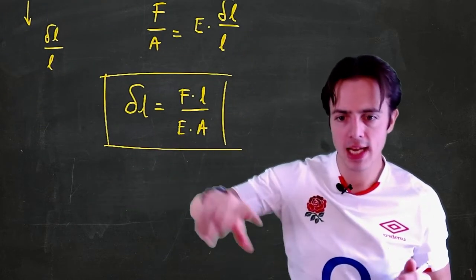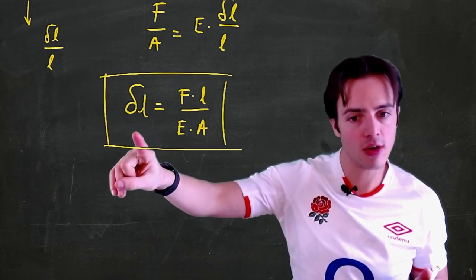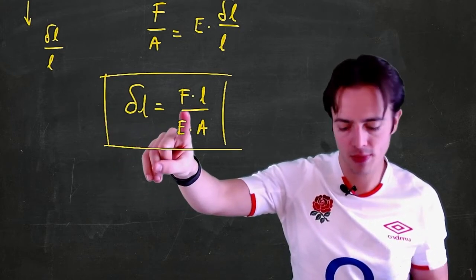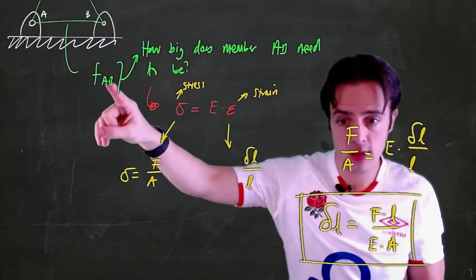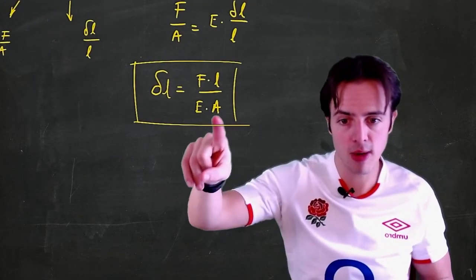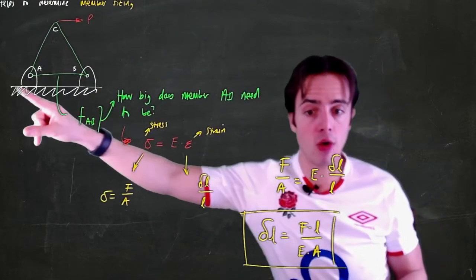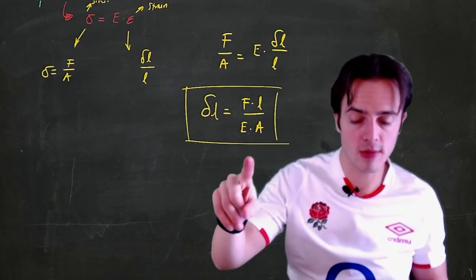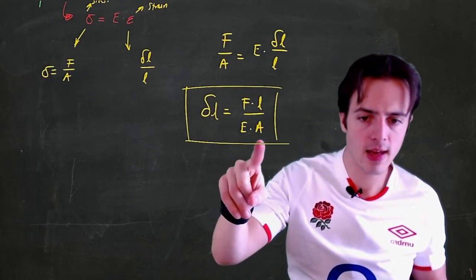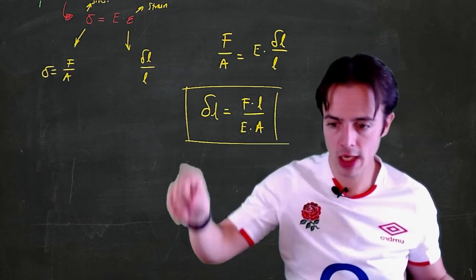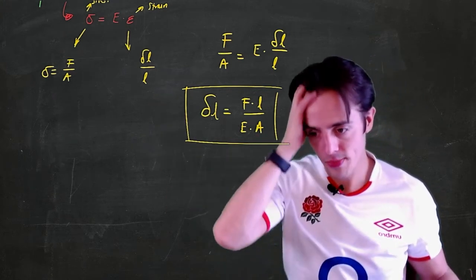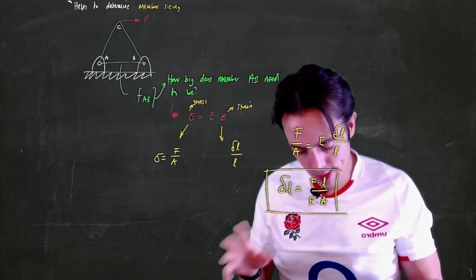But where we are here, this gives us the change in length of a member is equal to the force going through it. So that F would be this FAB in this case, multiplied by its length, so that's just how long the member is, divided by its Young's modulus, or modulus of elasticity, multiplied by its cross-sectional area. So we're going to use this a lot in this course, okay? So we've got that, that's where we're going with this.